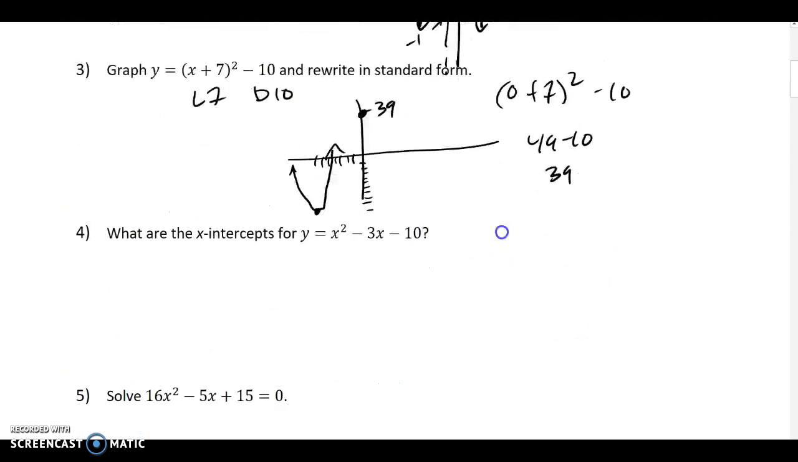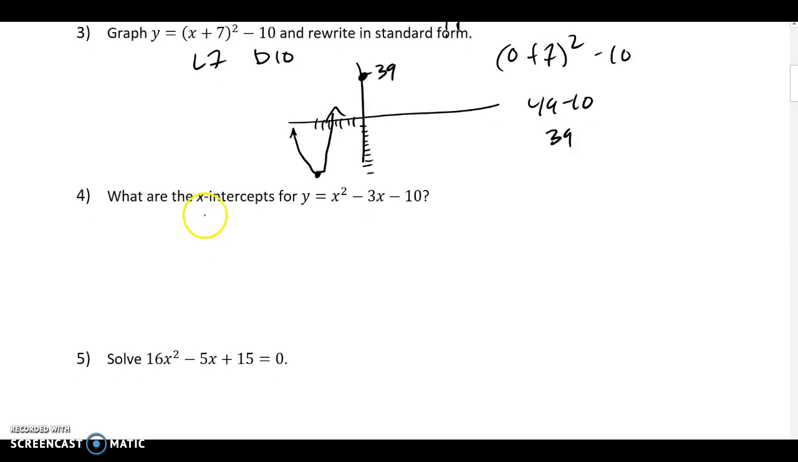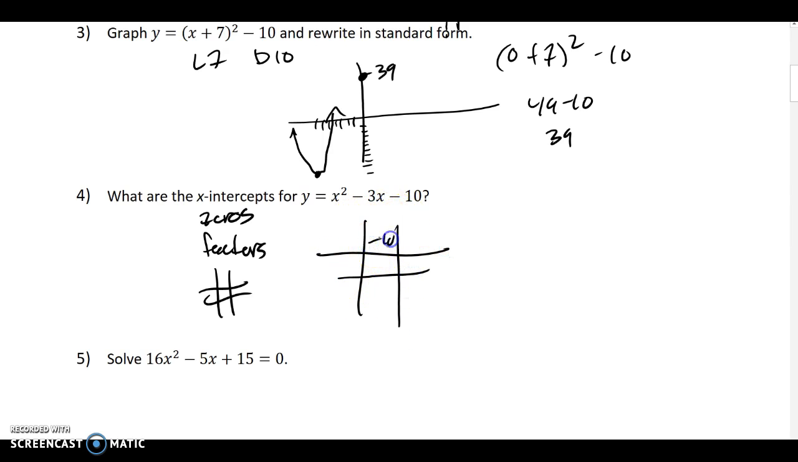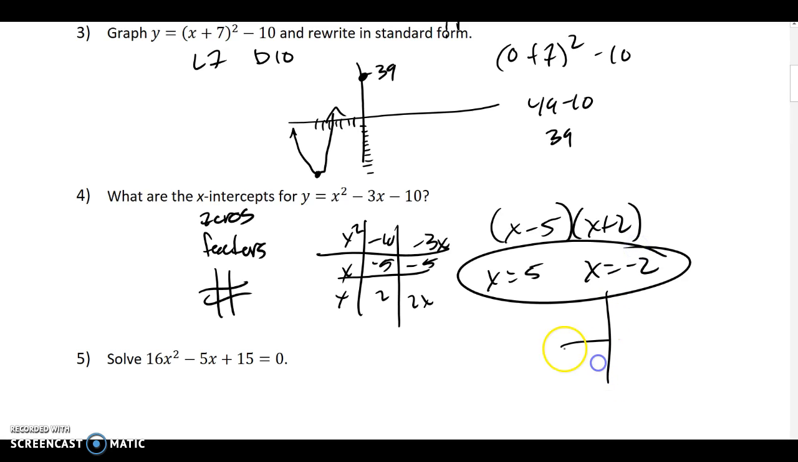What are the x-intercepts for x squared minus 3x minus 10? Remember, x-intercepts are zeros, and we find zeros through factors. And we factor by tic-tac-toe. So this is going to be a tic-tac-toe, or factors. -10 is -5 and 2. When we times across and add up, we get -3x. So we have x minus 5 and x plus 2 as our factors. And so our zeros, or x-intercepts, are going to be 5 and -2. And if that's a graph, it would look something like this.